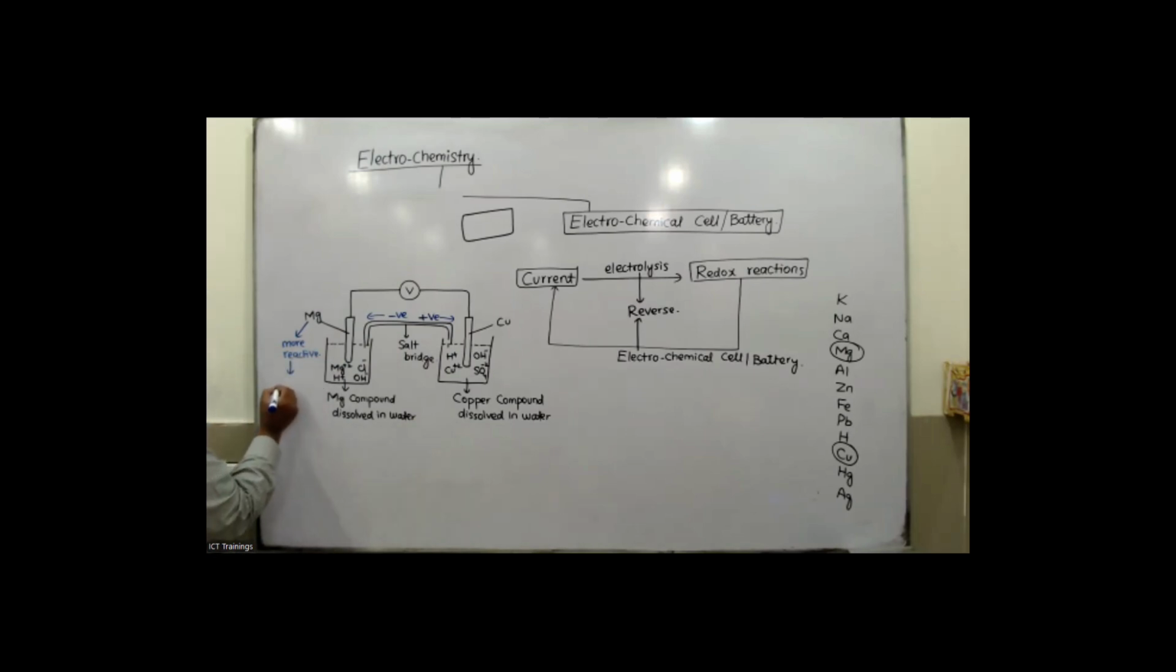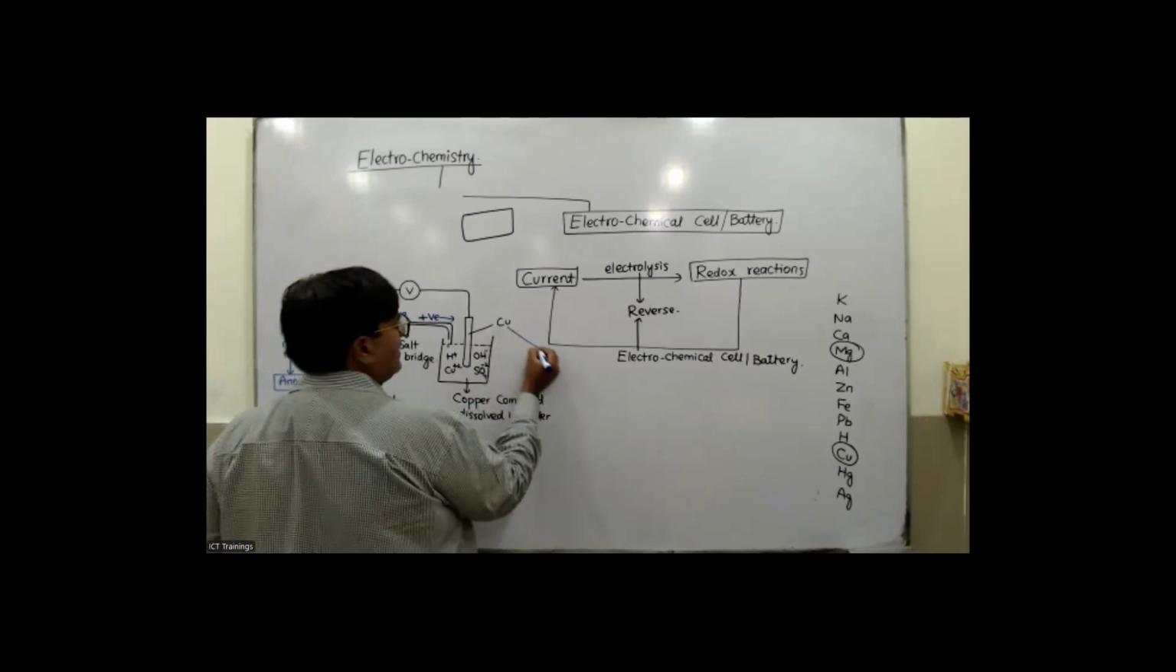Always remember that the more reactive metal becomes the anode. And at the anode, always remember, the process of oxidation takes place. And the word oxidation means loss of electrons. And just like that, copper is the less reactive metal.